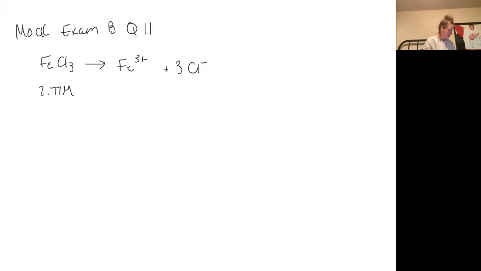Okay, so for every, what is our mole ratio of iron chloride to chloride ions? Yep, so there's 1 to 3. So we have 1 mole of FeCl3 to 3 moles of chlorine minus.